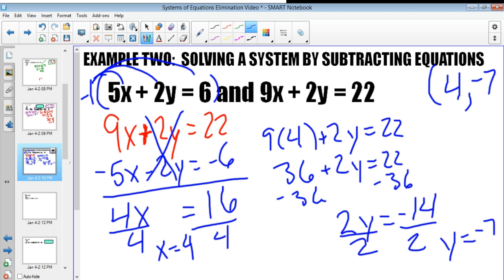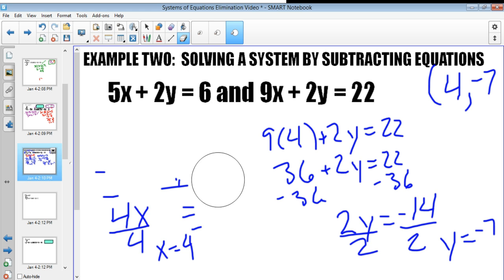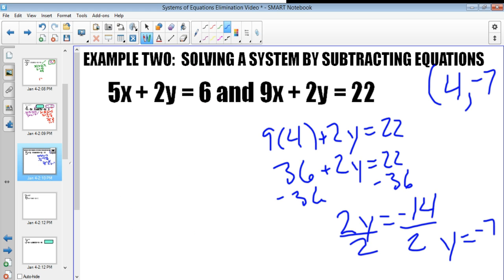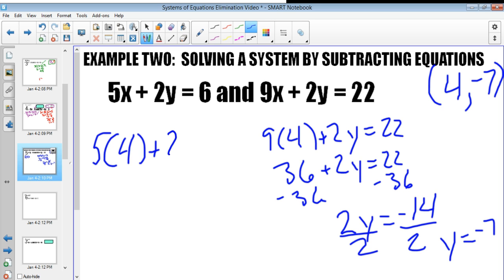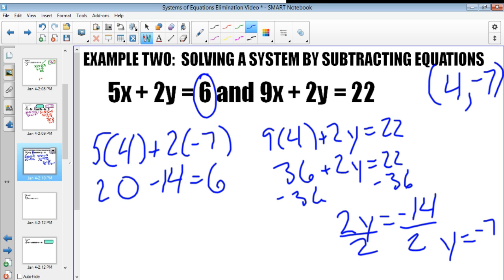But of course, we always want to check. You guys should know, always double check your answer. So 5 times 4 plus 2 times negative 7. That's 20 minus 14, and that is equal to 6. So good to go. There's our answer.